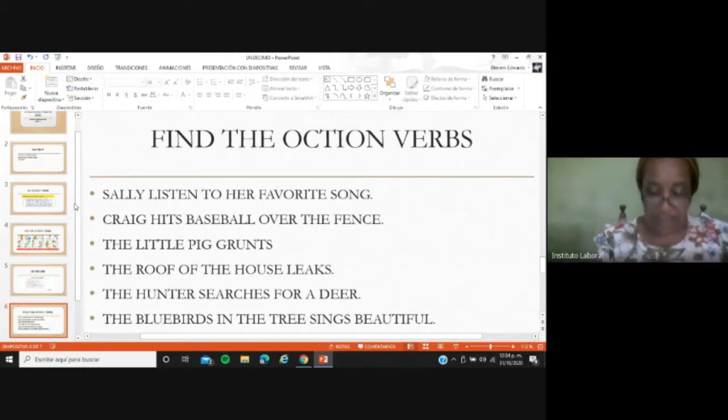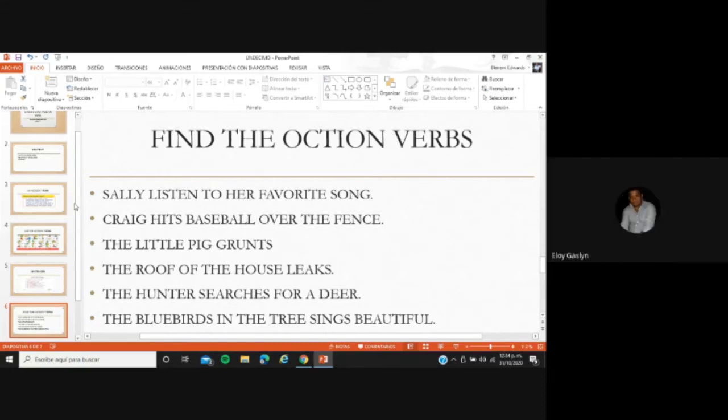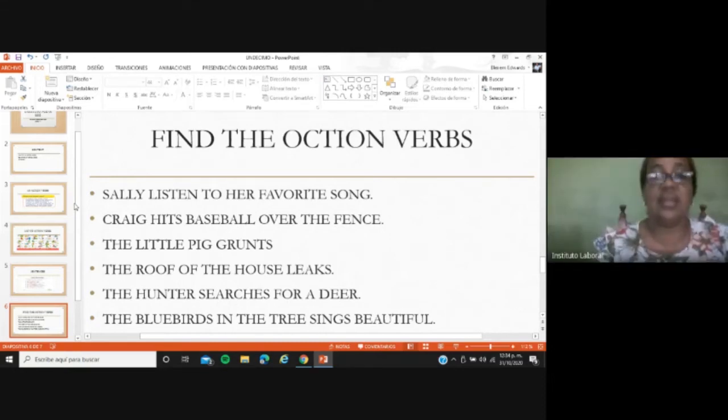Tenemos aquí otra práctica. We have the next practice. It says, Sam listen to his favorite song. Es lo mismo que acabamos de hacer aquí. Listen. This is the action. Listen is the action verb. In this practice, you have to underline. Van a subrayar lo que son los verbos de acción. ¿Sí? What is the action verb? Ustedes lo van a subrayar.